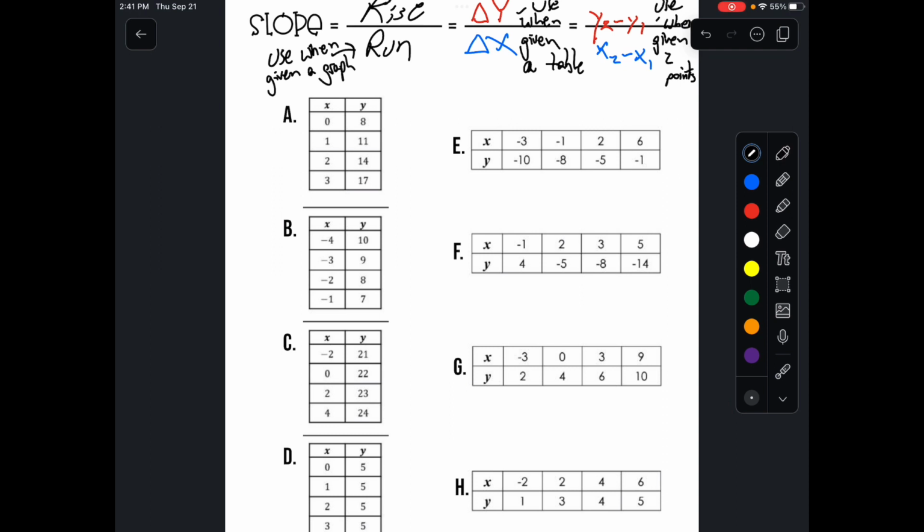All right, to get from 8 to 11, we're going up 3. To get from 11 to 14, we're going up 3. To get from 14 to 17, we're going up 3. Our change in x, to get from 0 to 1, we're going up 1. To get from 1 to 2, we're going up 1. To get from 2 to 3, we are going up 1.